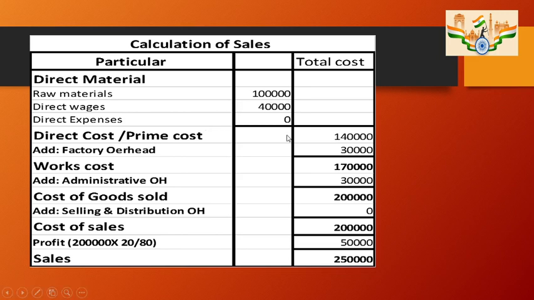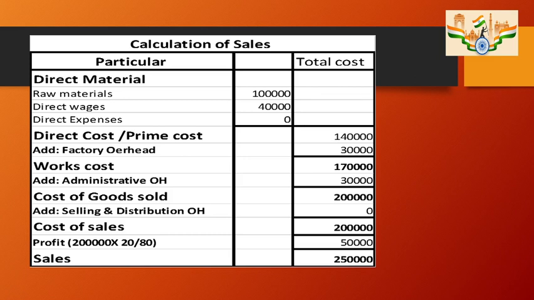Prime cost is 1,40,000. Then add factory overhead is 30,000. Then prime cost plus factory overhead equal to work cost, that is 1,70,000. Add administrative overhead, that is also 30,000, or you may say general overhead. So cost of goods sold is equal to 2 lakh. Add selling and distribution overhead, that is 0. Cost of sales is 2 lakh.